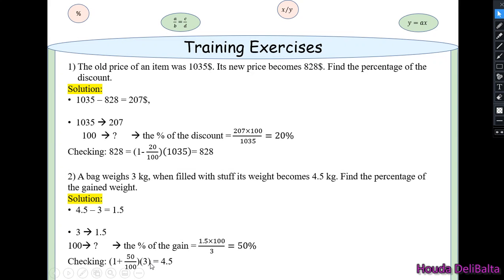And that's the checking. 1 plus 50 over 100, because we have a raise, into 3, the initial weight of the bag, and we will get 4.5.